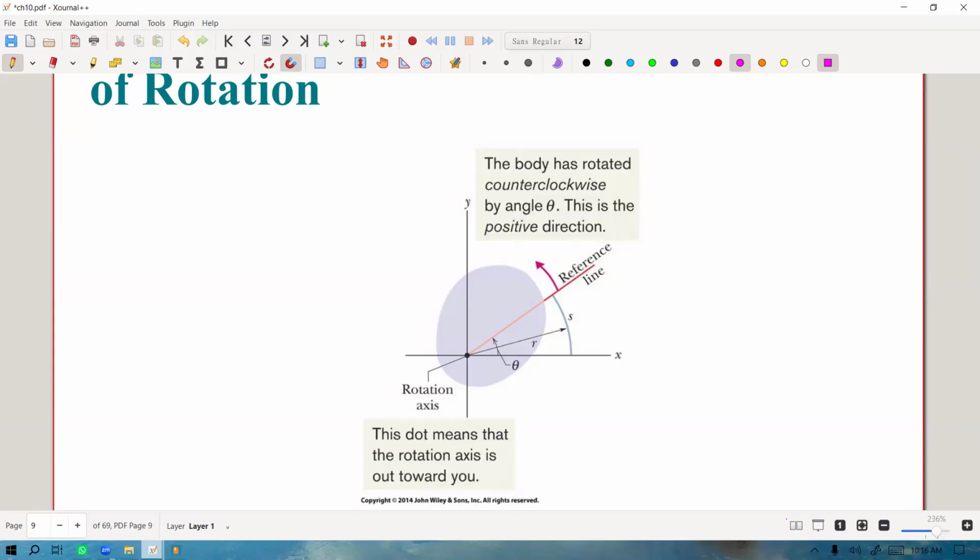So in this rule, we usually use theta counterclockwise as positive. But if theta is clockwise, it means negative. So counterclockwise is the same way as the right hand rule. Counterclockwise, this one. But with clockwise, it means negative theta.